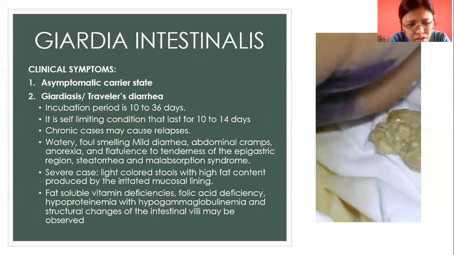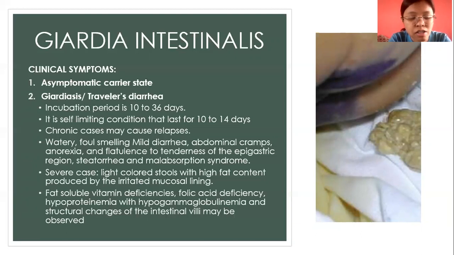So, clinical symptoms. So, asymptomatic carrier state. So, asymptomatic yung patient. Then, ang second natin is Giardiasis or traveler's diarrhea. So, yung ating Giardia intestinalis, meron siyang incubation period of 10 to 36 days. It is a self-limiting condition that lasts for 10 to 14 days. So, pag sinabing self-limiting, after that, mawawala din yung sakit. So, chronic cases may cause relapses.